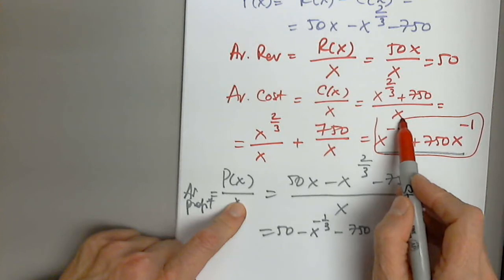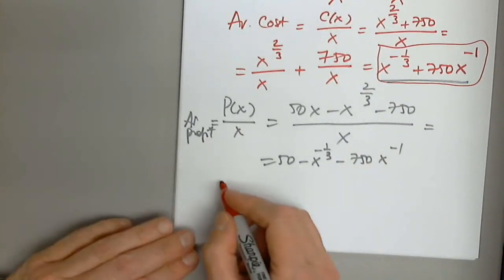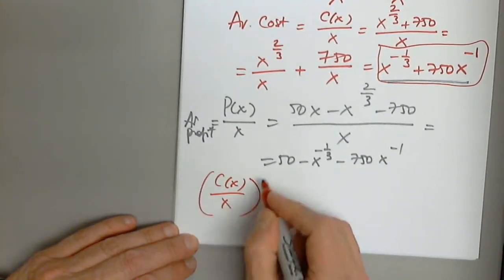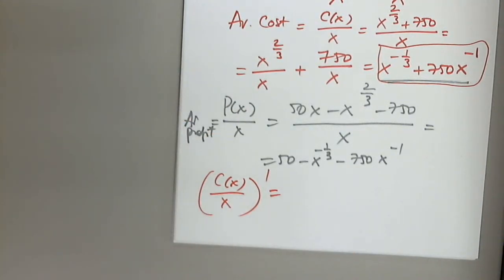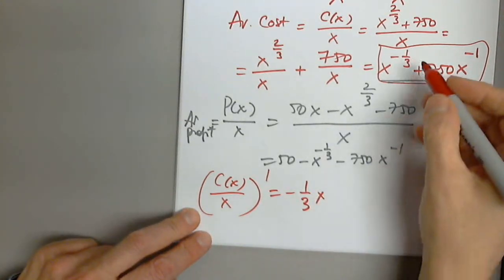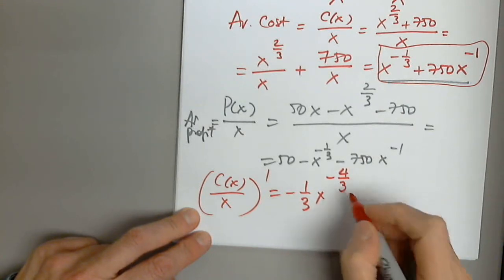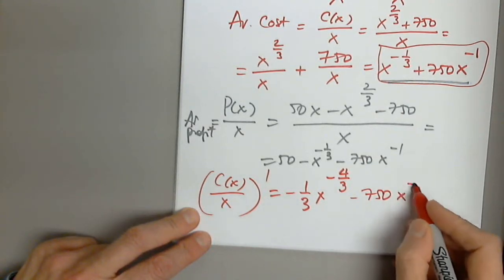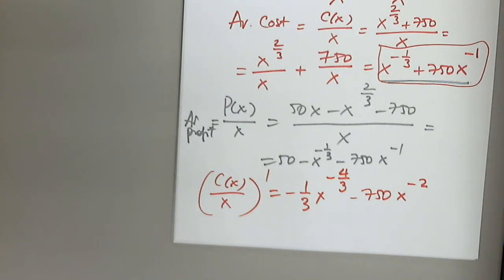This is the average cost. I will differentiate it. So C of x over x prime. You don't have to use anything here, the quotient rule or anything. Please don't. You already have the function. So bring down negative 1/3. Subtract 1 from the power to get negative 4/3. Minus 750 x to the negative 2. One more time. I bring down negative 1/3, but I subtract 1 from negative 1/3. That's how I get negative 4/3. I bring down negative 1, multiply by 750, and subtract 1 from negative 1.